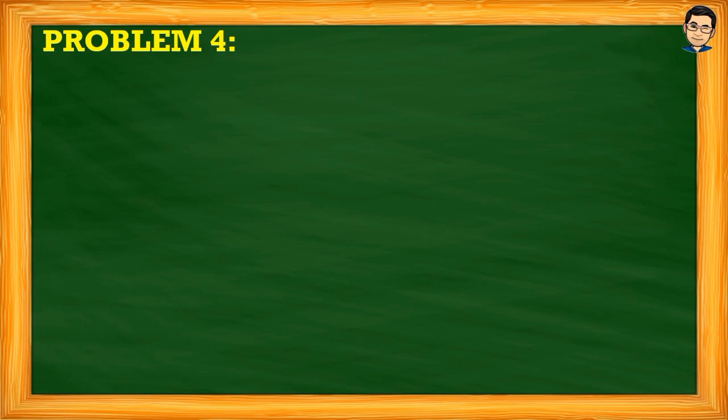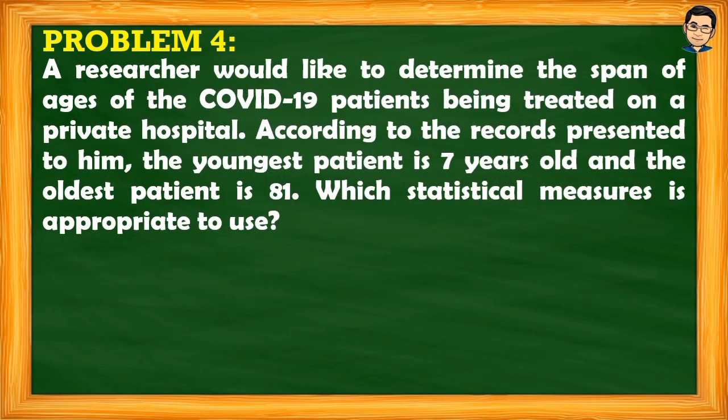So, problem number 4. So, a researcher would like to determine the span of ages of the COVID-19 patients being treated on a private hospital. According to the records presented to him, the youngest patient is 7 years old and the oldest patient is 81. Which statistical measures is appropriate to use?